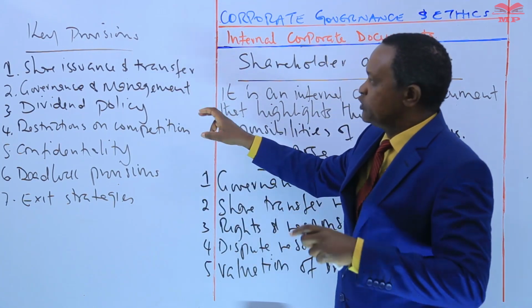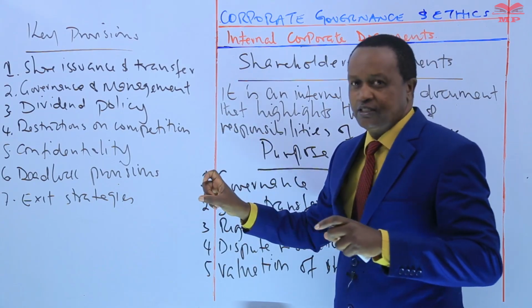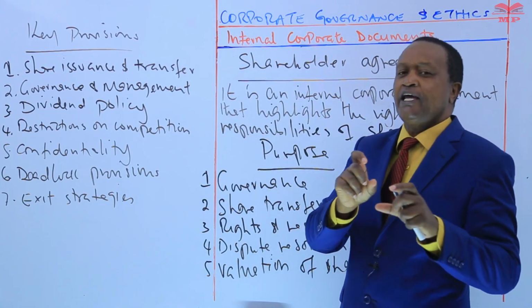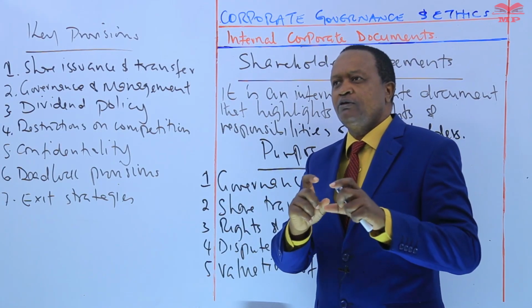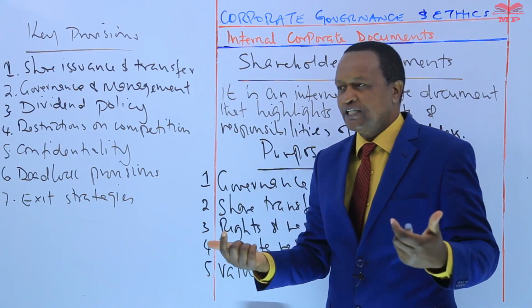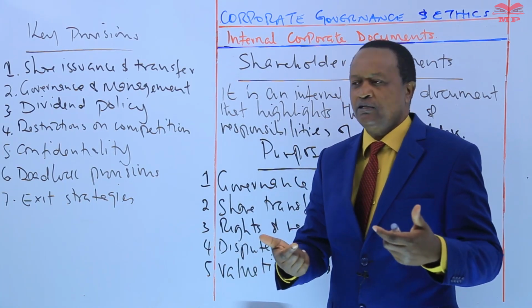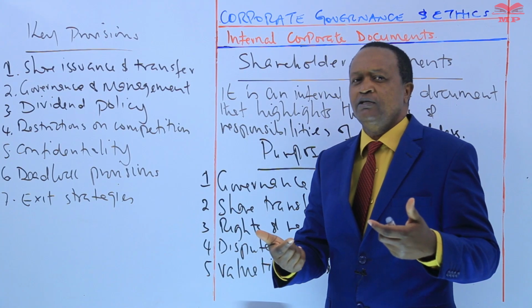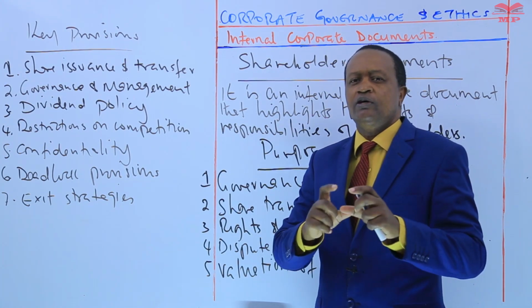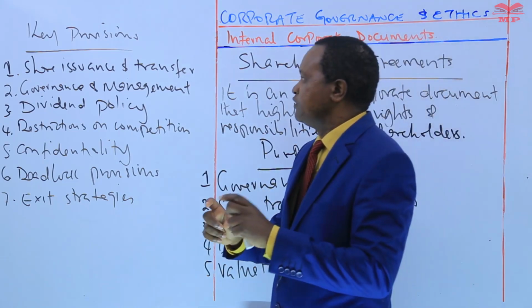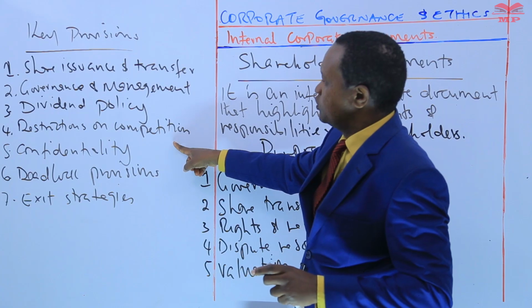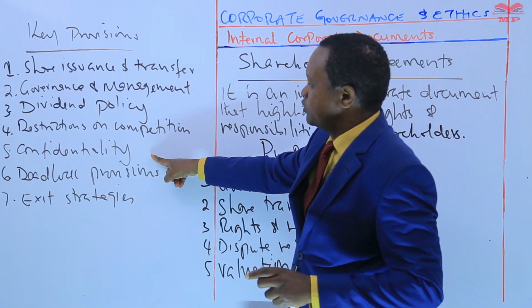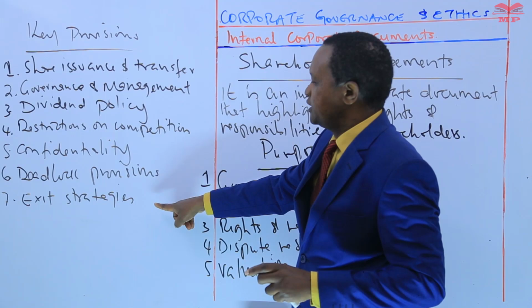Number two is in relation to governance and management. We say that the share agreements can provide the procedures for electing directors, holding the meetings of the shareholders, and also it can specify the procedure for making decisions. Number four is dividend policy. Five is restrictions on competition. There is also a provision on confidentiality, deadlock provisions, and exit strategies.